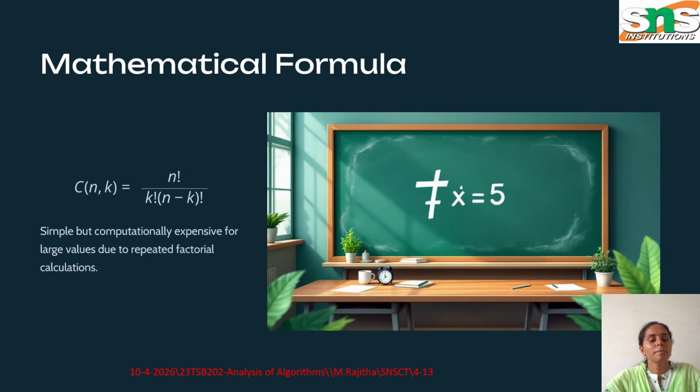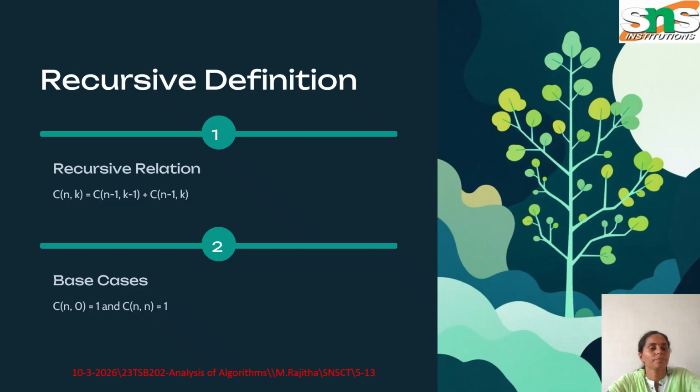Mathematical formula. The binomial coefficient can be calculated using the factorial formula. C of n, k equals n factorial divided by k factorial times n minus k factorial. Although this formula is simple, it becomes inefficient for large values because factorial calculations are expensive. It involves repeated computation. So this method is not suitable for large input in programming.